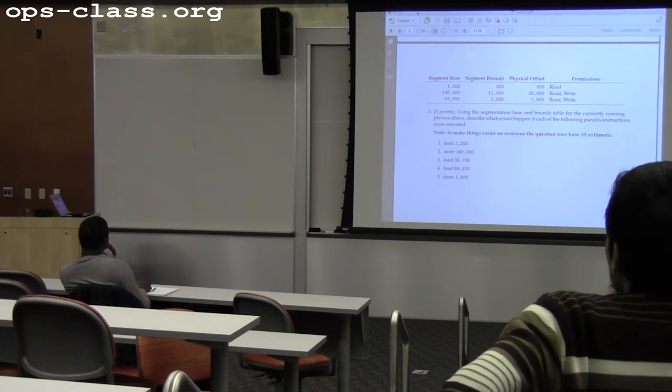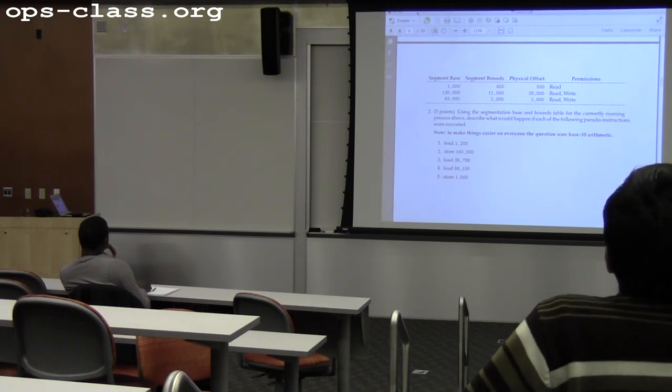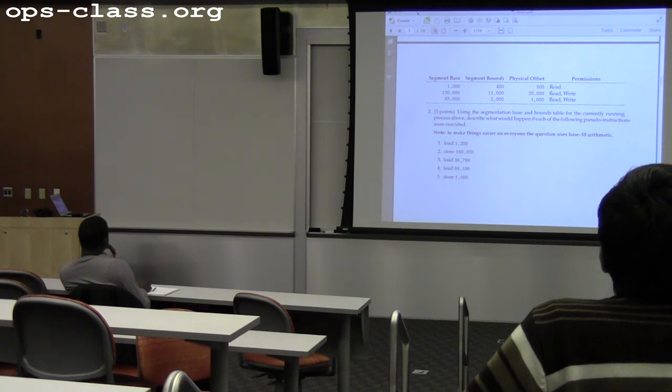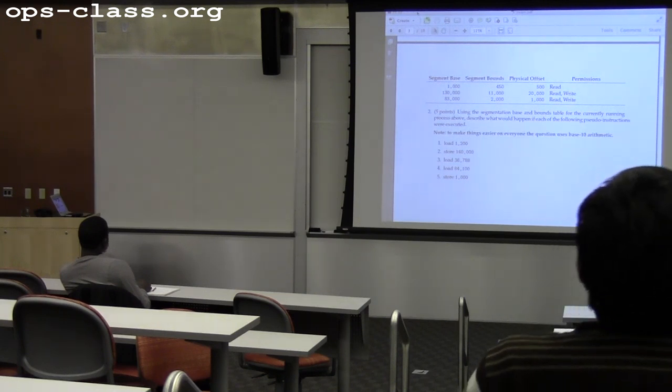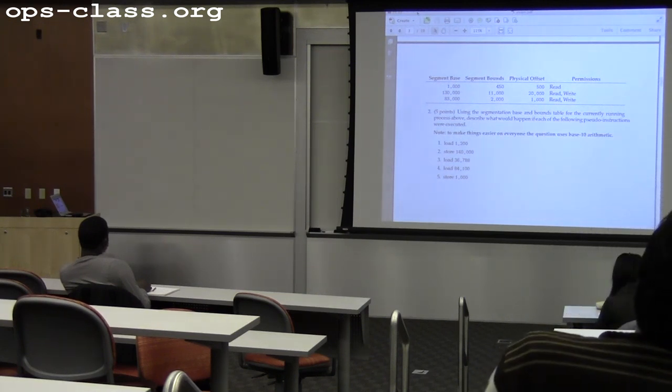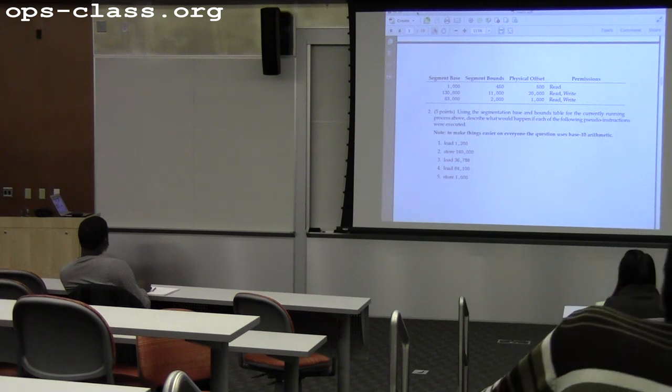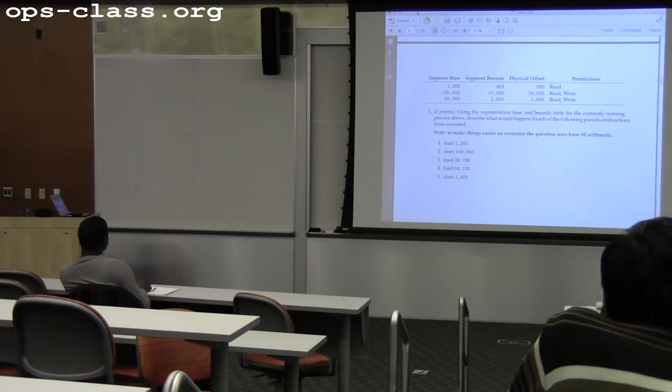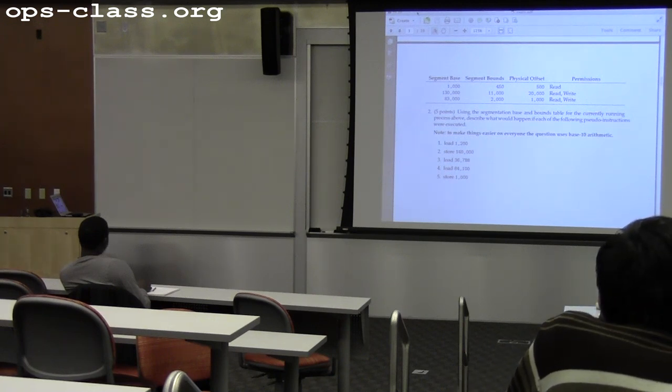What about a load to 36,788? Tom? Yeah, so essentially what would happen here is that the MMU would raise an exception and ask the kernel if there was a segment that existed. And maybe there is, maybe there isn't. But essentially, the MMU cannot translate this address. It has to ask the kernel for help.